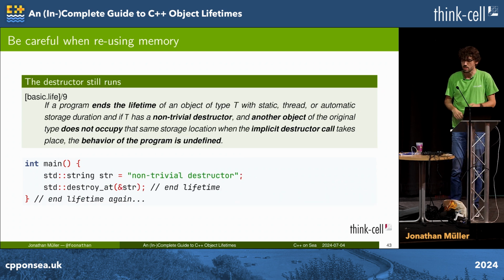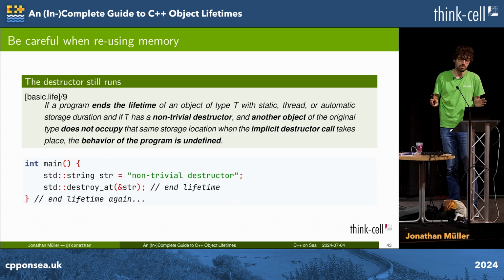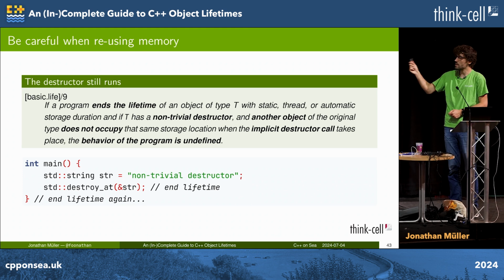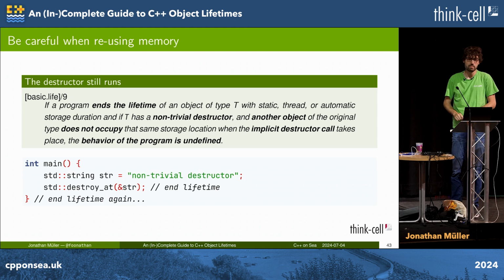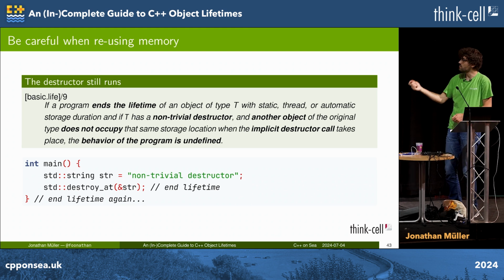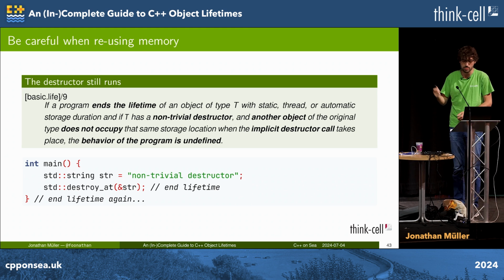Also note the destructor still runs. The compiler doesn't care that we manually destroyed it first. So when we create, for example, a variable of automatic storage duration, and then we destroy it, we end the lifetime, and then the compiler will end the lifetime again. And this is undefined behavior because we're calling the destructor twice. Right? We have to be careful to put something back in after we destroyed an object.